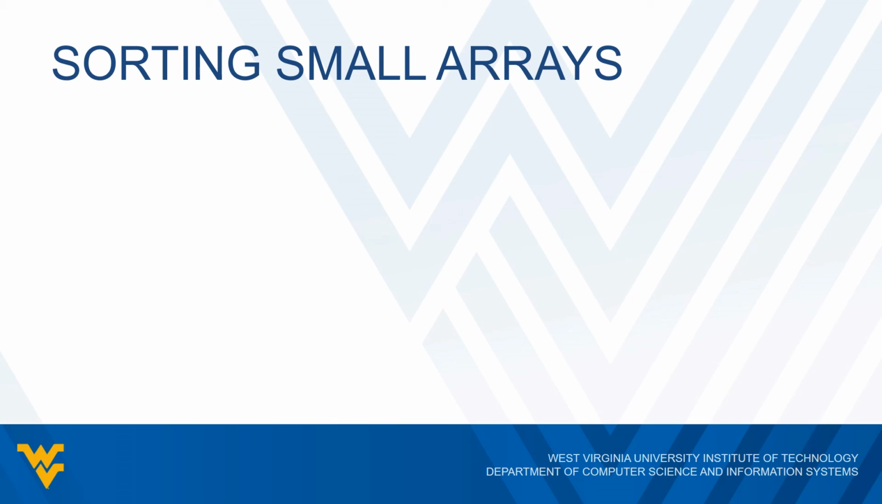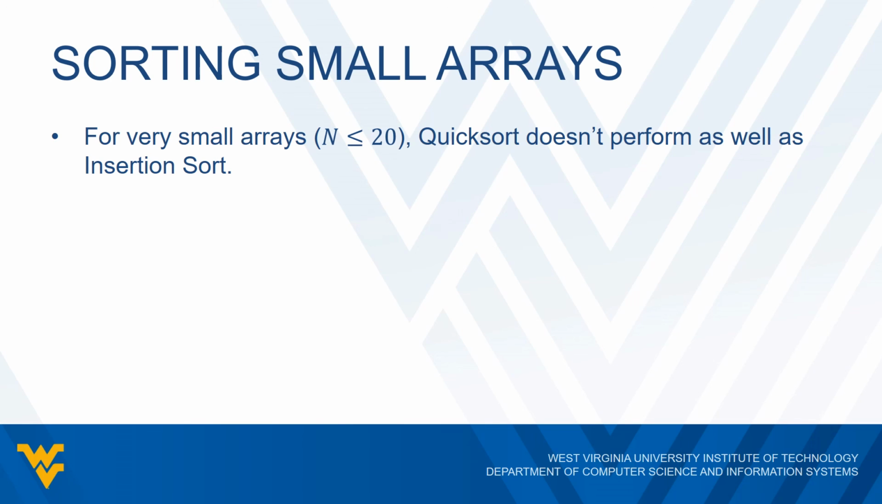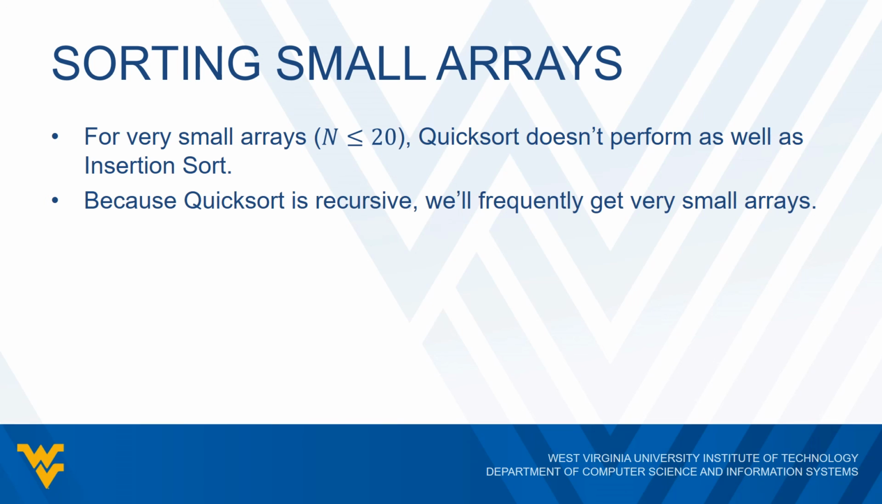There is one more issue that we need to address for quicksort. What we find is if the array is very small, and here we're saying that the number of elements is less than or equal to 20, quicksort doesn't perform as well compared to something like insertion sort. And since quicksort is a recursive approach, these cases will occur quite frequently. When we look at smaller and smaller portions of our array, we'll eventually get a portion that is less than or equal to 20. So we will encounter this quite a few times.